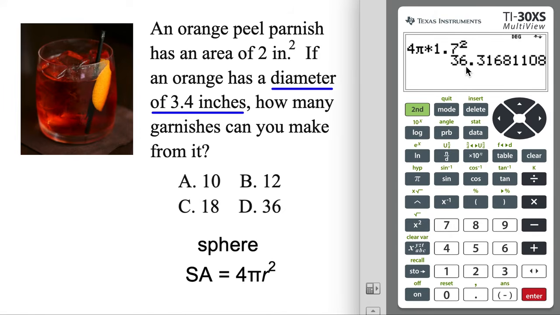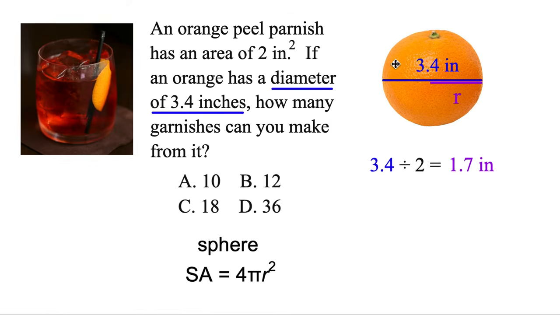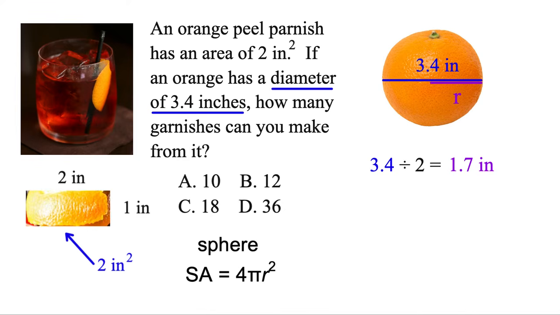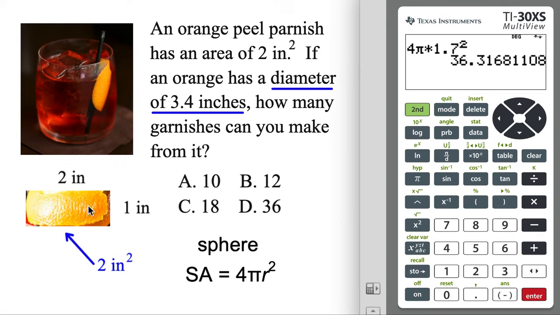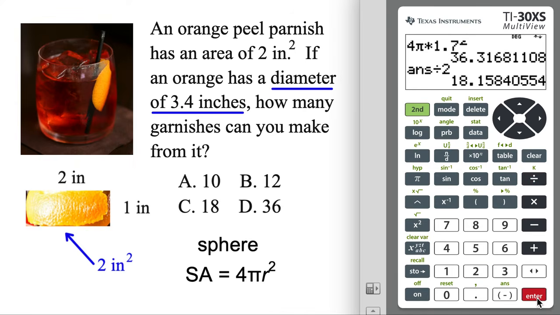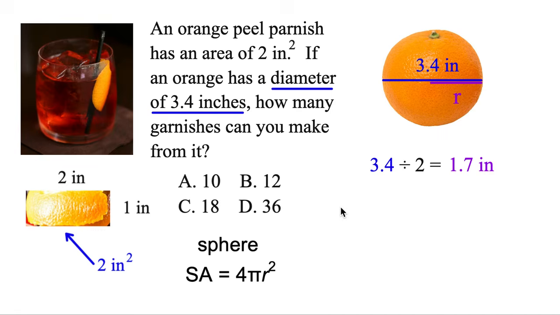36.3. Now we might be tempted to choose D there, but keep in mind that that's how much orange peel we have for the full orange. We want to find out how many of these garnishes we can make. In other words, how many times can 2 go into 36? So we could divide by 2, and that'll give us 18. That is how many garnishes we could get from one orange.